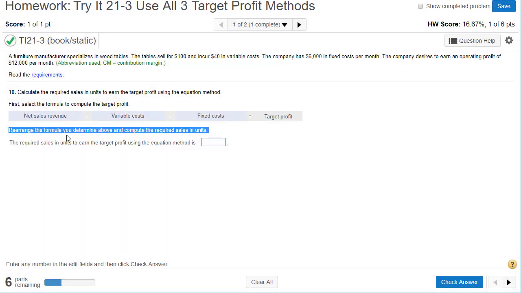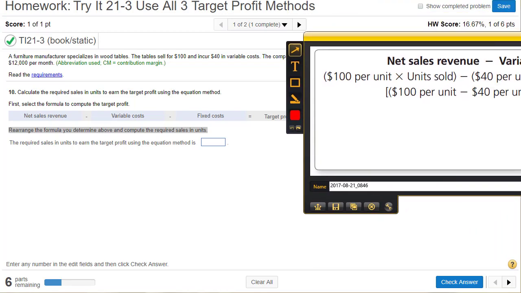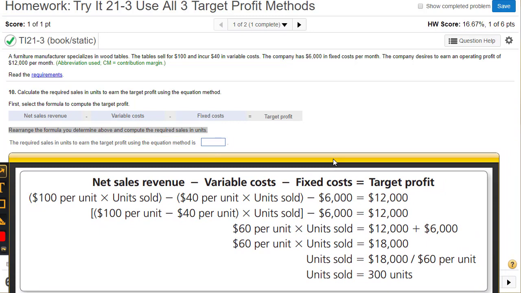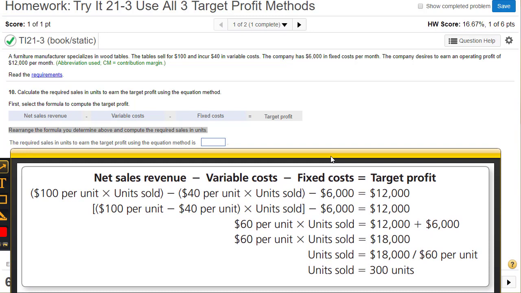And then it says, rearrange the formula you determined above and compute the required sales in units. So now we have to use this clunky method, which is kind of long and laborious. But after we do this long method, I will show you the two shortcut methods, which are much easier. And then you really don't even have to use this longer method. So here's the solution to what we're doing.